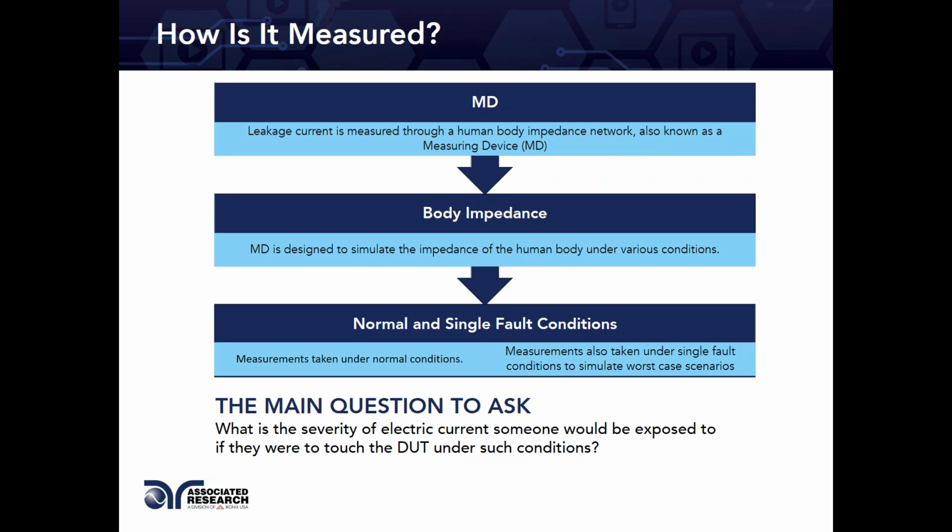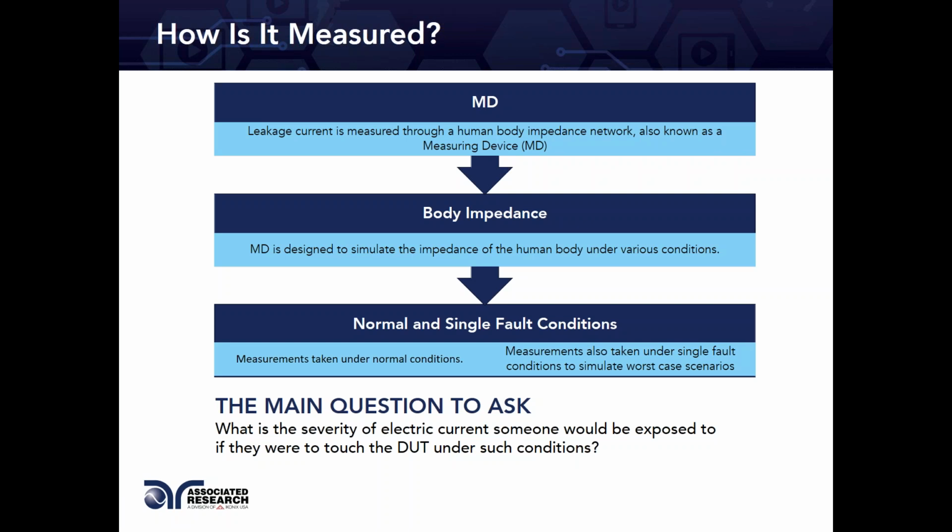Now let's take a look at what standards call a measuring device. A measuring device is a leakage current measurement impedance network, now commonly known as an MD. So if you look at one of the images or one of the standards, and you run across the letters MD in a box or MD across the sentence, they're referring to a measuring device. Why they use a measuring device is to simulate the human body's resistance to electricity. The network was created to simulate what a human body looks like to electricity, and this network is used to measure the resulting leakage current through a product that's under test.